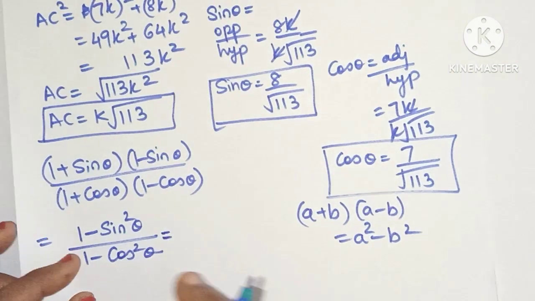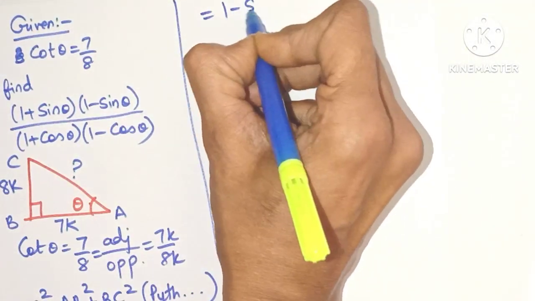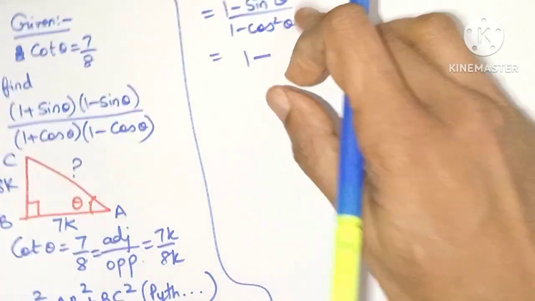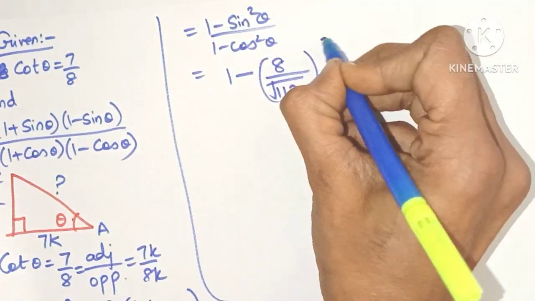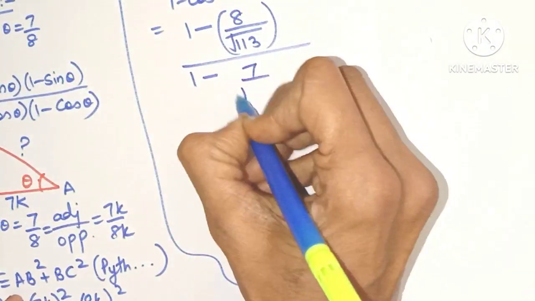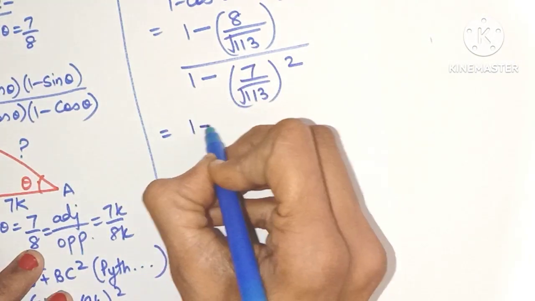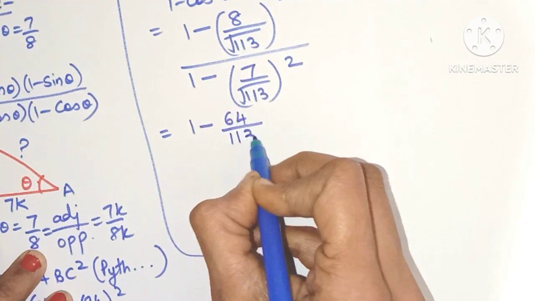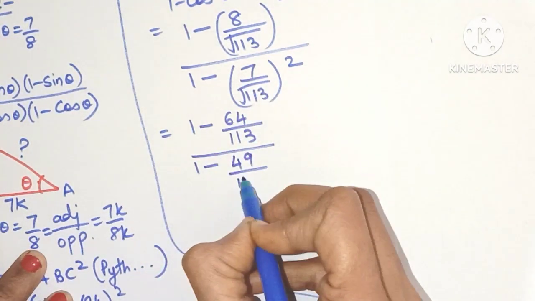Okay. Now, let me take it to the other side. Okay, so I'll just rewrite it. Okay, so 1 minus, what is sine theta, friends? Yes, 8 by square root of 113. Don't forget to write this square, okay? Okay, now what is cos theta? 7 by square root of 113. Again, square it. Now you have to do the proper squaring here. 8 square is 64. Square root of 113 means that square root goes off. That's it. Again here 7 square is 49 and 113, friends.